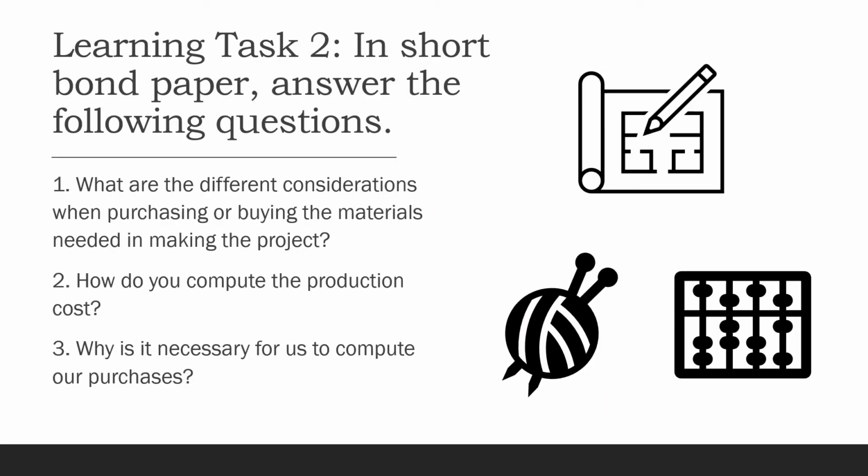So with that, let's have a learning task 2. In a short bond paper, answer the following questions. Number 1, what are the different considerations when purchasing or buying the materials needed in making the project? And number 2, how do you compute the production cost? And also number 3, why is it necessary for us to compute our purchases?